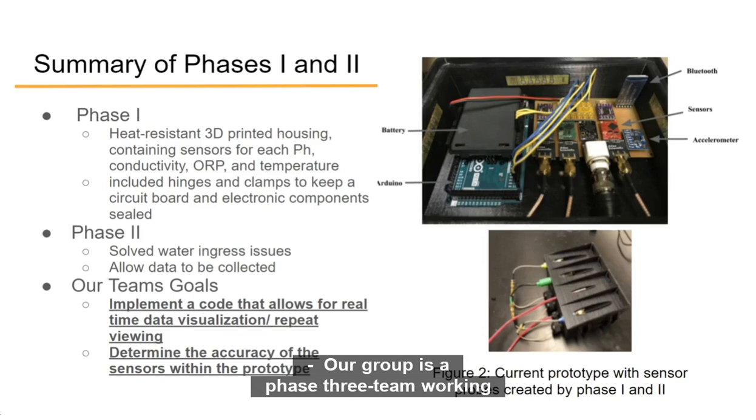Our group is a Phase 3 team working on this design. The first phase worked on creating the waterproof housing of the device as well as the sensor bases used for collection. The second phase solved the water ingress issue with the container as well as set up the infrastructure for the data to be collected. Our team's goals were to implement a code that allows for real-time data visualization with repeat viewing capability, as well as determine the accuracy of the sensors within the prototype.